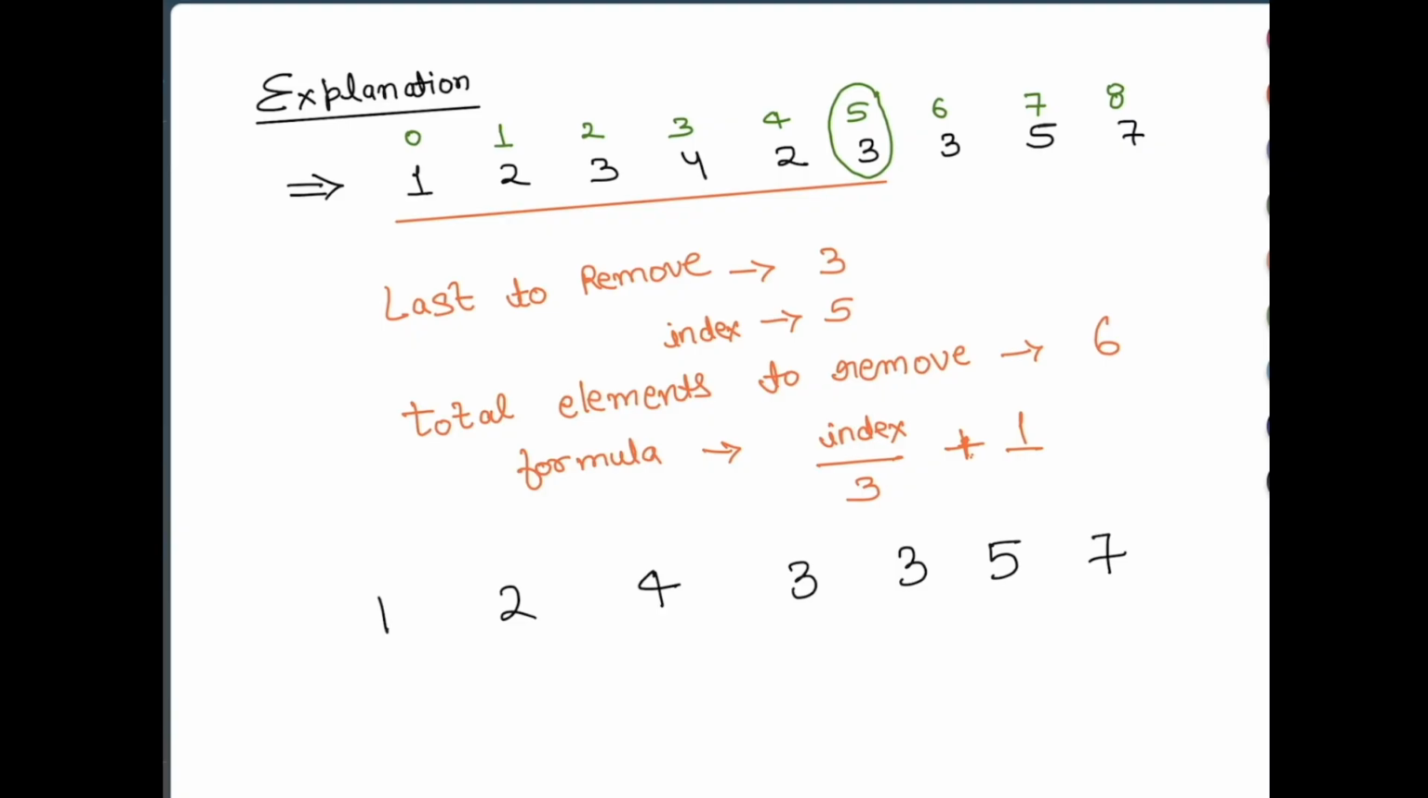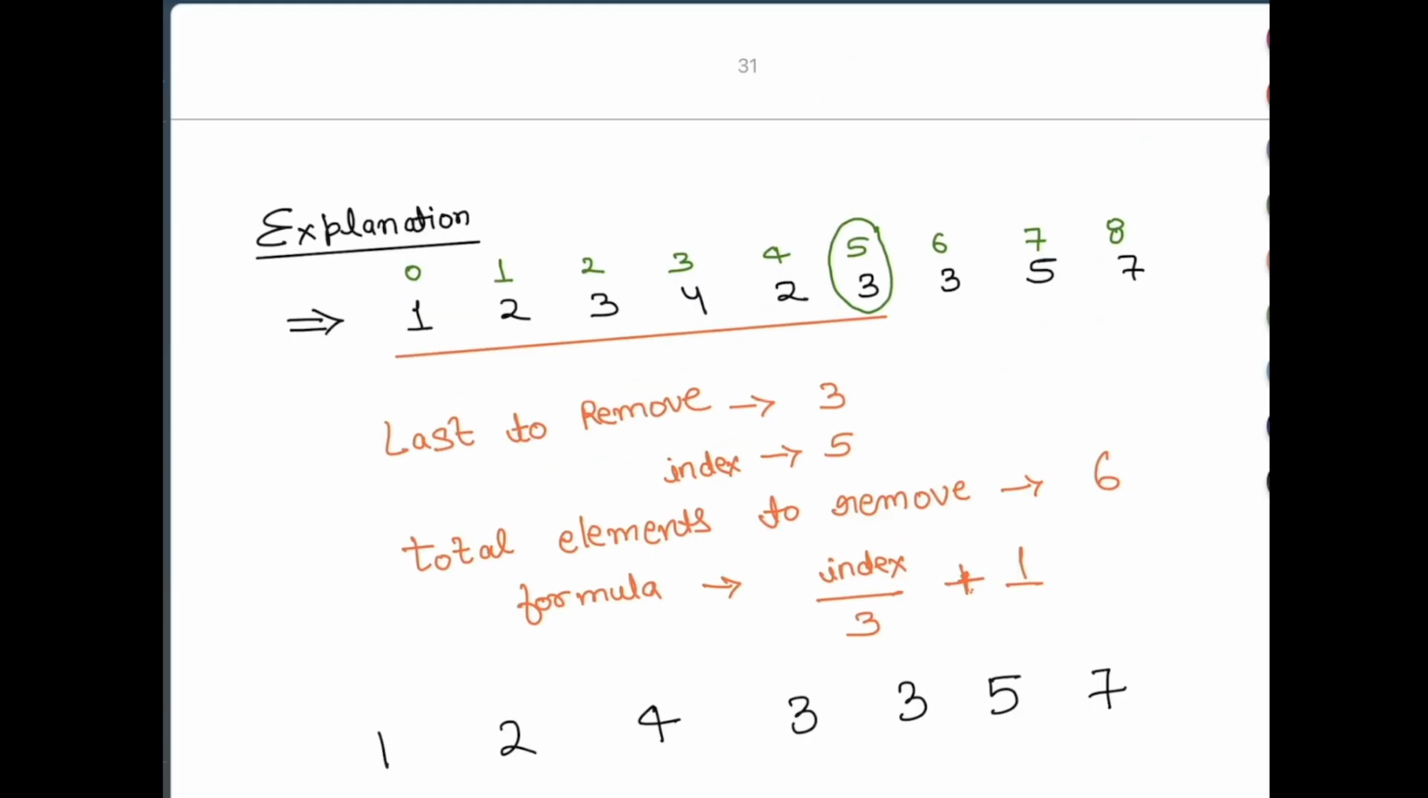Now, tell me, if 5 is your last index to remove, then you will have to remove all the elements before it, and that's a fact. So what are the total number of elements to remove? It is 6, right? The index is 5, so the total elements should be 6. Now the formula to get the total number of operations will be index divided by 3 plus 1. And this is a valid formula.